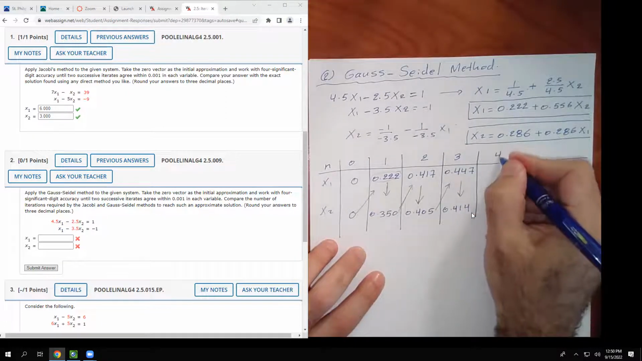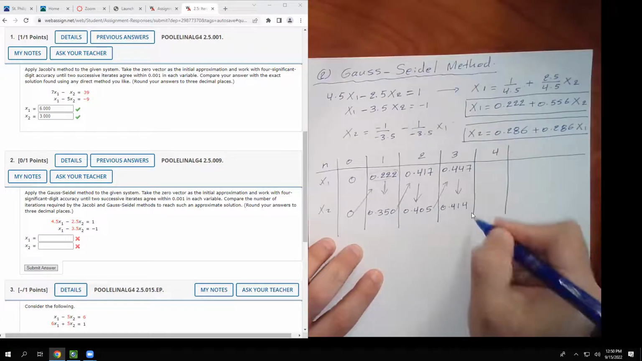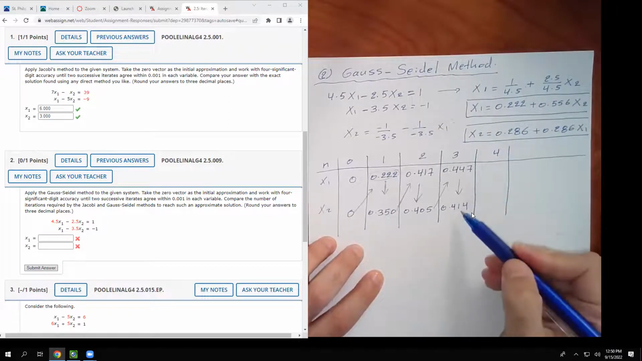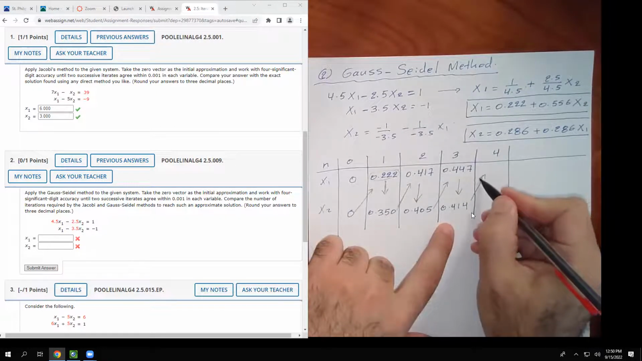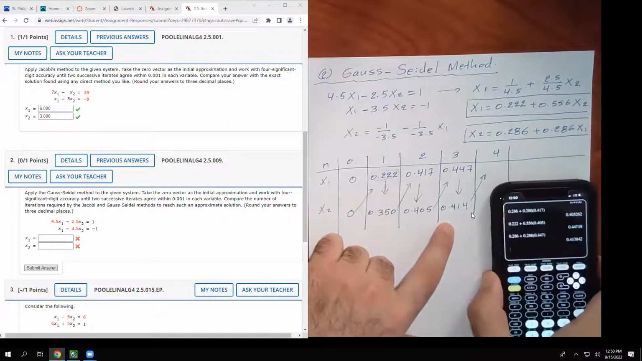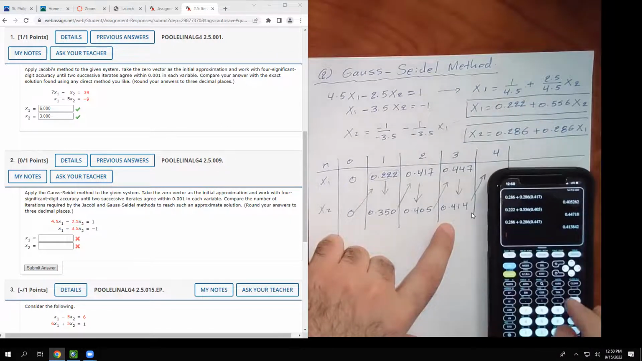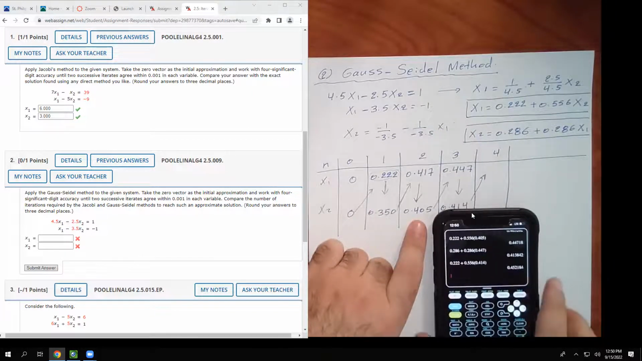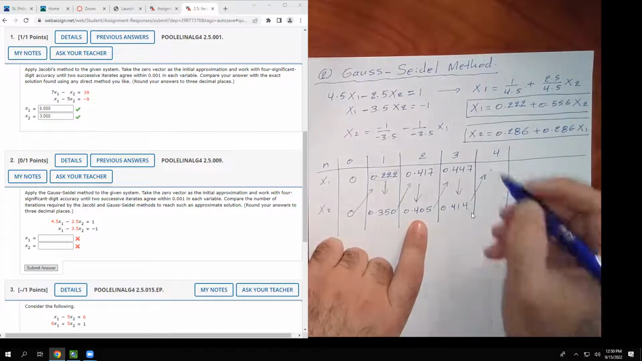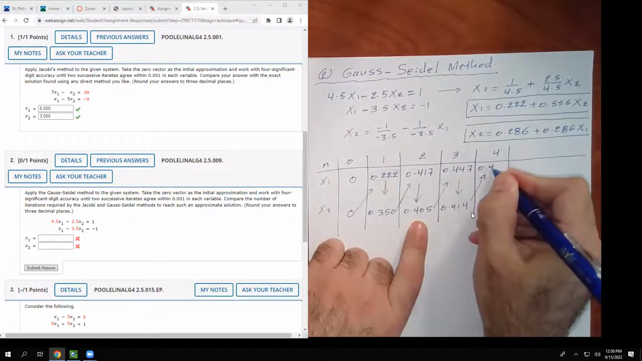The fourth iteration. Let's plug in x2 here to find x1. That means I'm going to use this one and change this number to 414. It's going to be 0.452. So 0.452.